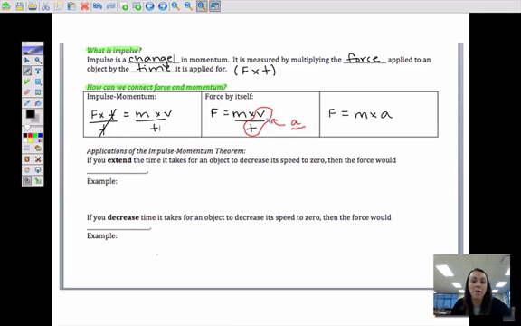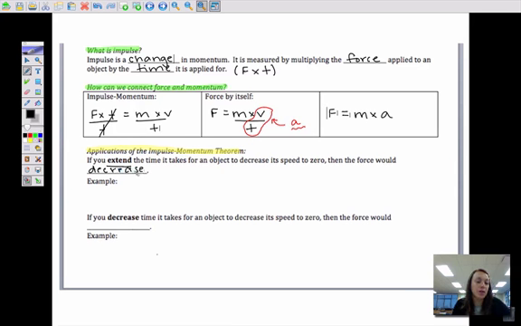So we're going to apply a force to change the motion in order to change the momentum of an object. Everything is connected in physics. Some applications we're going to focus on in terms of impulse momentum theorem are the two that follow. If we extend the time, we make it longer for the object to decrease its speed to 0, which means we're going to increase the time it takes to slow down, then the force is going to decrease.